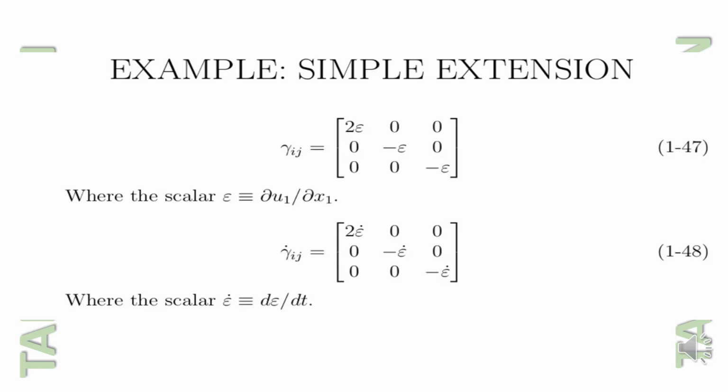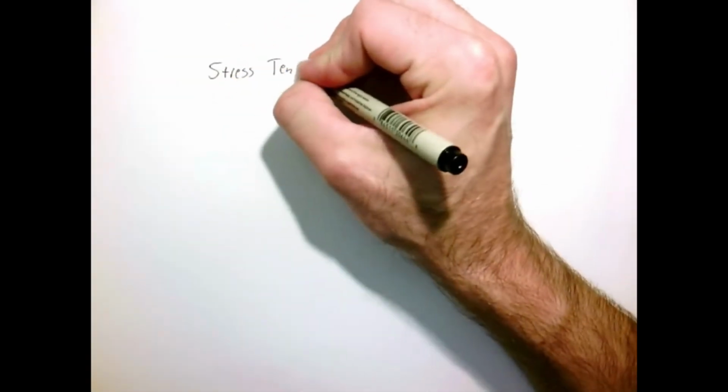Now to simply extend the example, gamma ij is equal to the matrix 2 epsilon, 0, 0; 0, minus epsilon, 0; 0, 0, minus epsilon, that is equation number 47, where the scalar epsilon is equivalent to minus partial u1 over partial x1. For gamma dot ij, it is equal to the matrix 2 epsilon dot, 0, 0; 0, minus epsilon dot, 0; 0, 0, minus epsilon dot, where the scalar epsilon dot is equivalent to d epsilon over dt. That is equation number 48.